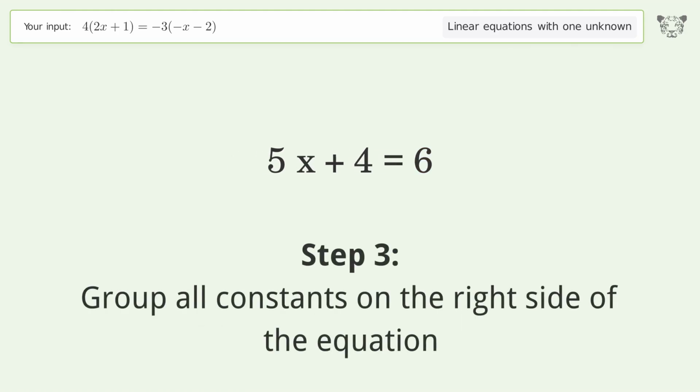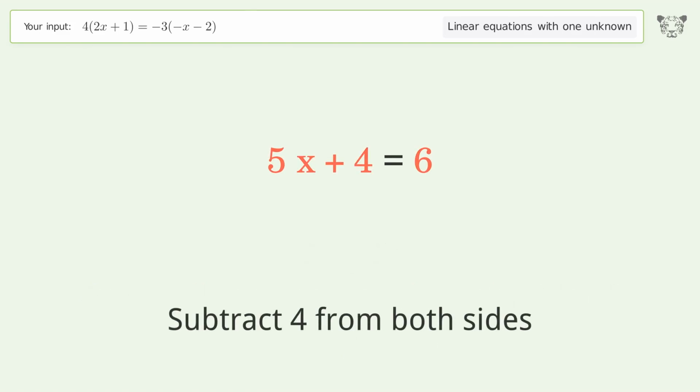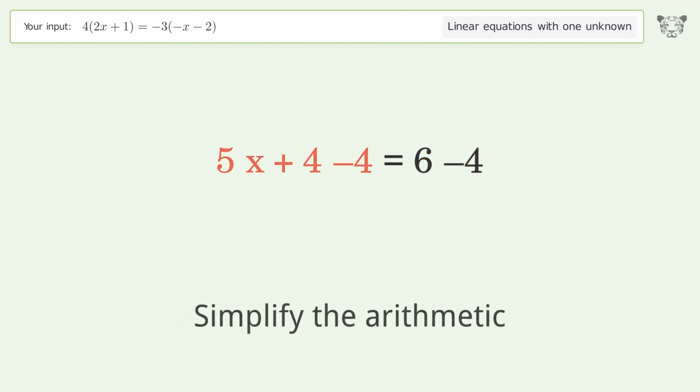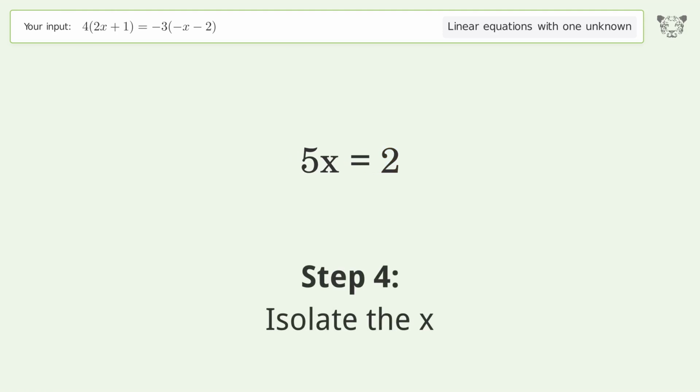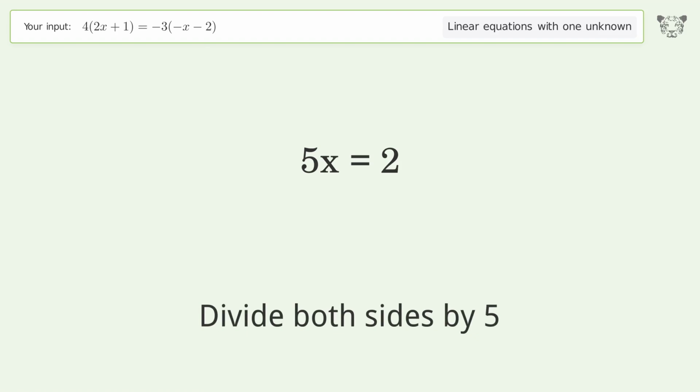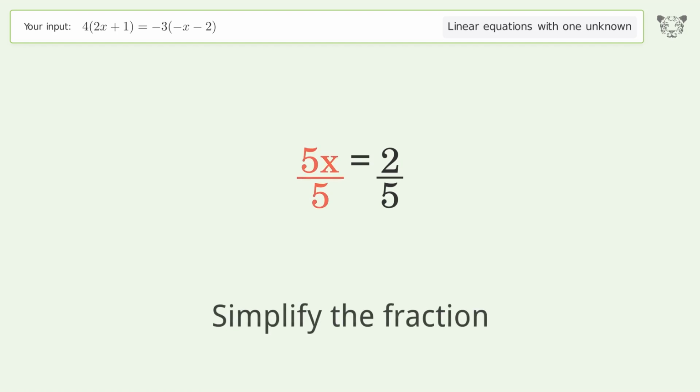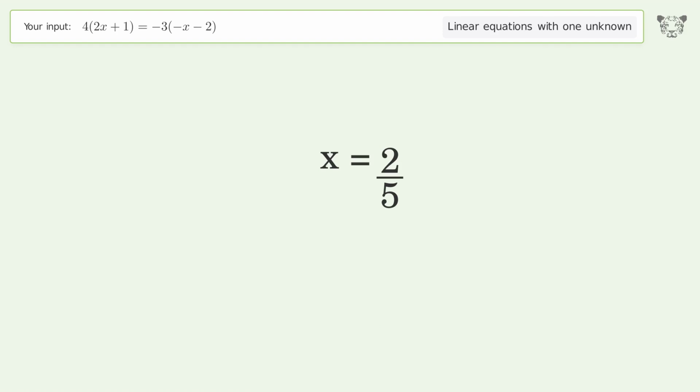Group all constants on the right side of the equation. Subtract 4 from both sides. Simplify the arithmetic. Isolate the x. Divide both sides by 5. Simplify the fraction. And so the final result is x equals 2/5.